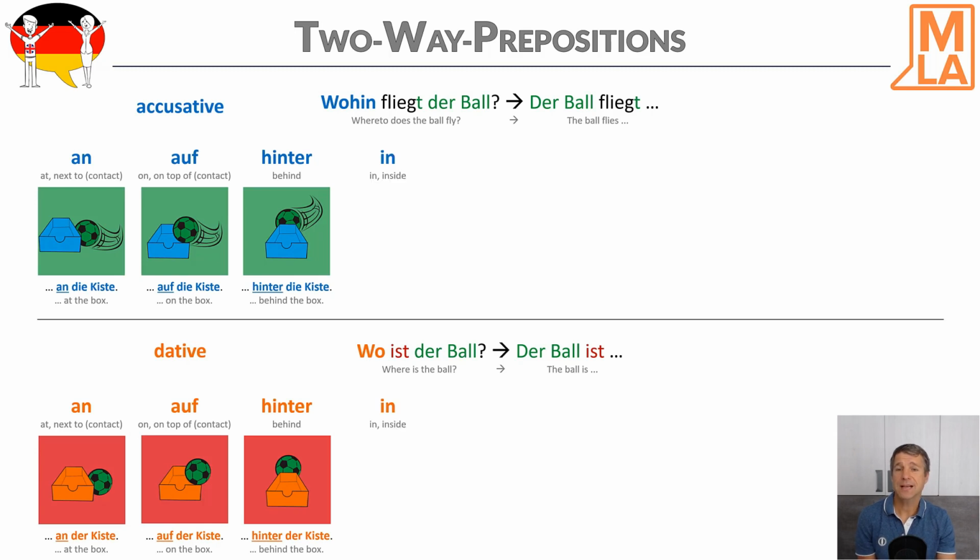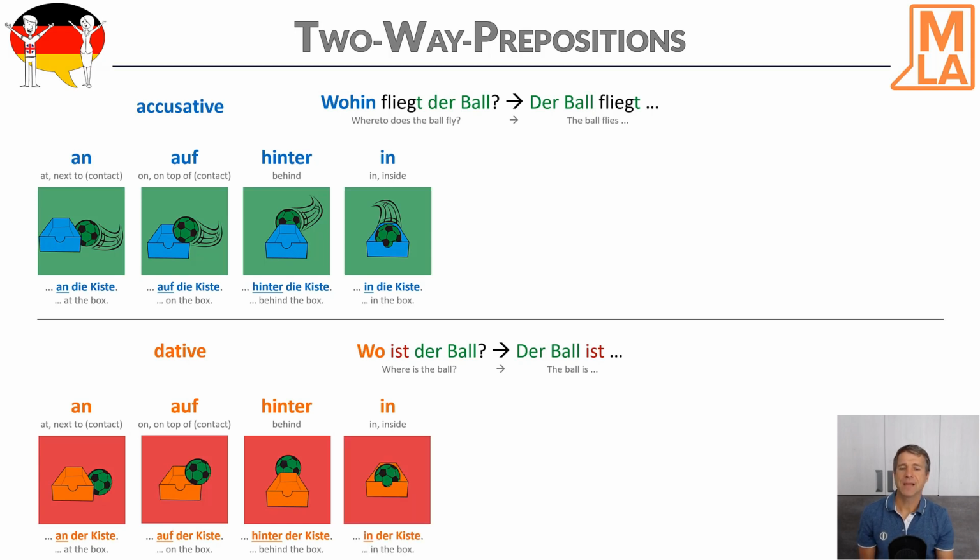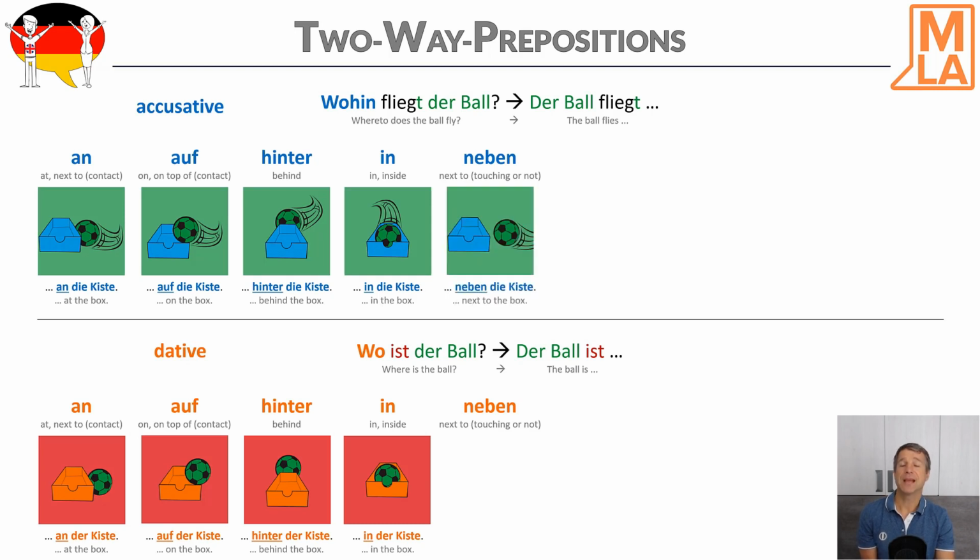Okay? Next one. In. It's in or inside. Wohin fliegt der Ball? Der Ball fliegt in die Kiste. In the box. Wo ist der Ball? Der Ball ist in der Kiste. Neben is next to, touching or not touching. Wohin fliegt der Ball? Der Ball fliegt neben die Kiste. Wo ist der Ball? Der Ball ist neben der Kiste.